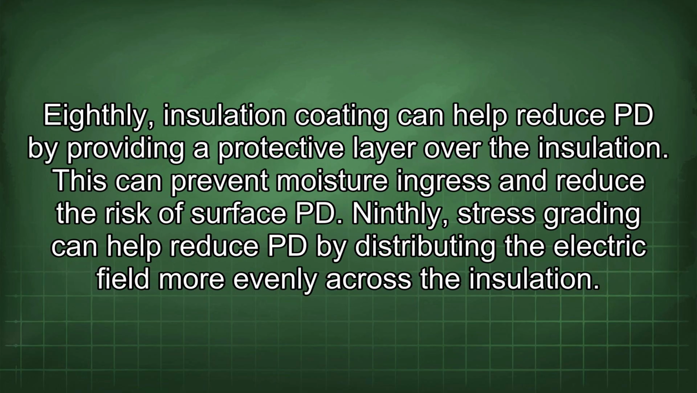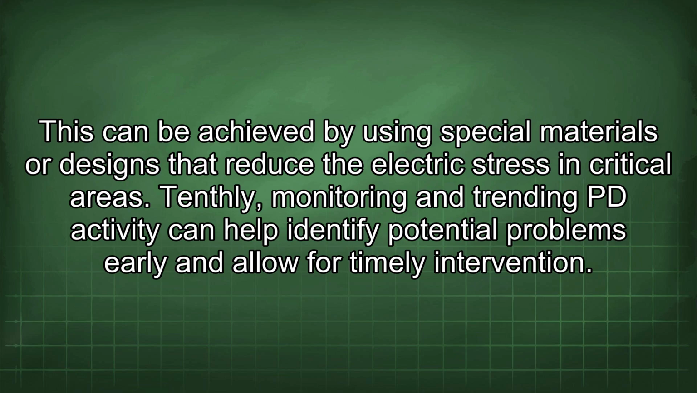Eighthly, insulation coating can help reduce PD by providing a protective layer over the insulation. This can prevent moisture ingress and reduce the risk of surface PD. Ninthly, stress grading can help reduce PD by distributing the electric field more evenly across the insulation. This can be achieved by using special materials or designs that reduce the electric stress in critical areas.